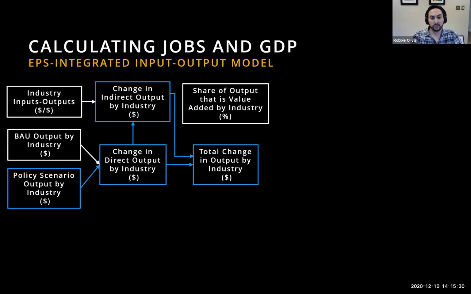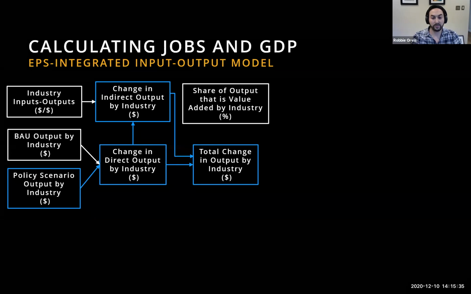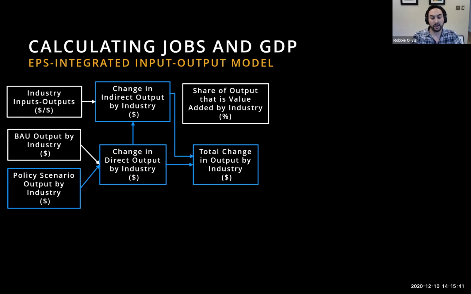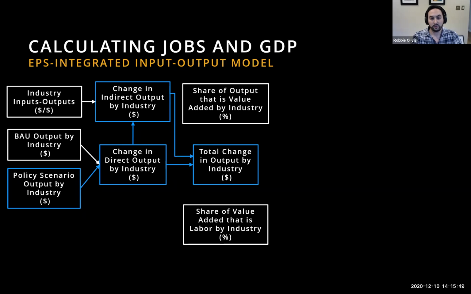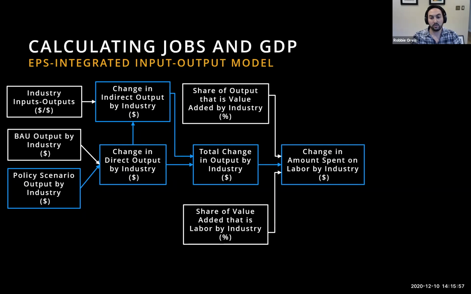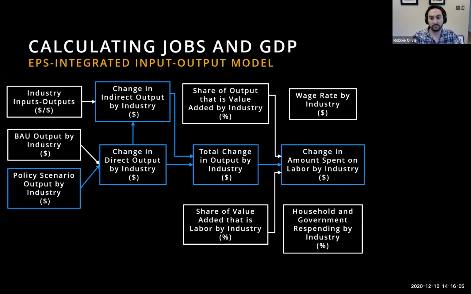From there, we take information on the share of output that is value added by industry. So in output from different industries, there are different elements that comprise that output. For example, the cost of goods; value added is one of the big categories. And within value added is a percentage of value added that is spent on labor. So if we take the total change in output by industry, the share of output that is value added by industry, and the share of value added that is labor, we can estimate the change in amount spent on labor by industry.